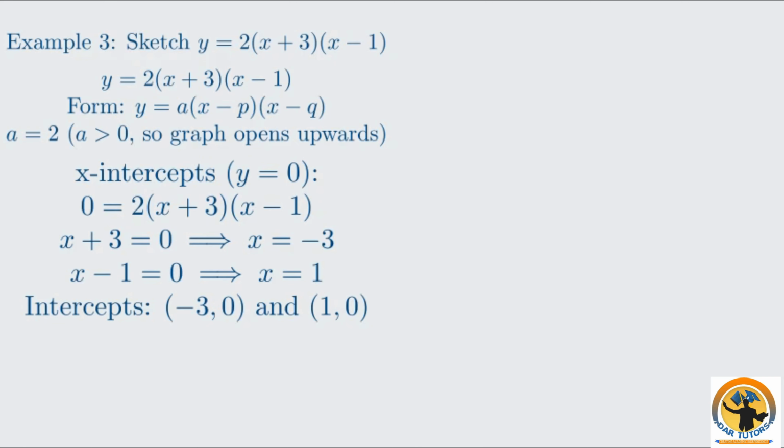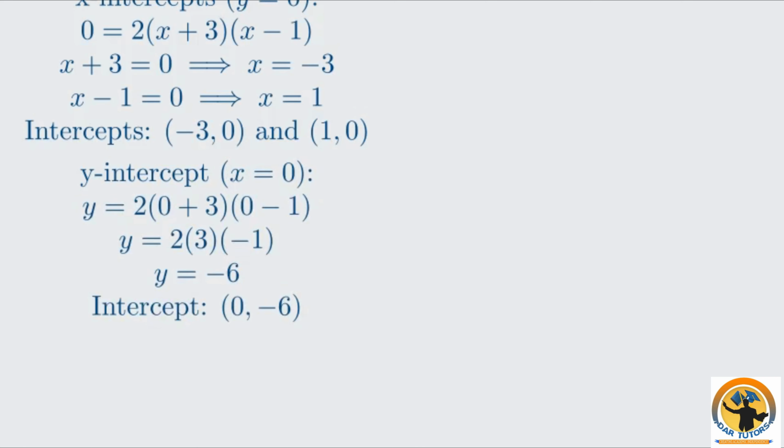Now let's find the y-intercept. To find the y-intercept, we always set x equal to 0. Substituting 0 into our equation, we get y equals 2 times 3 times -1, which equals -6. The y-intercept is at (0, -6).